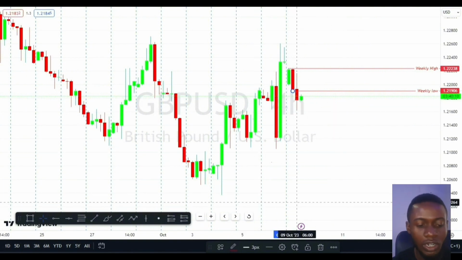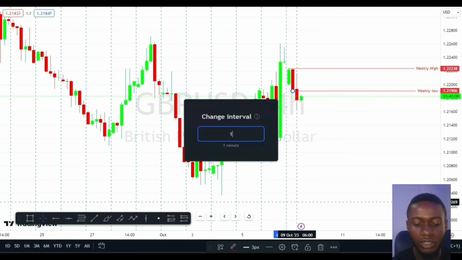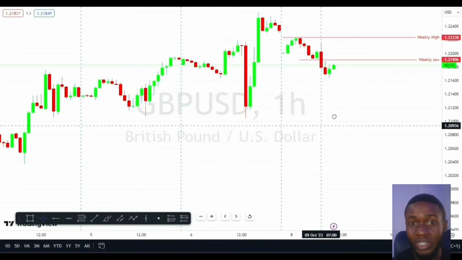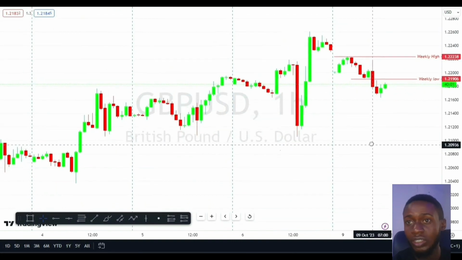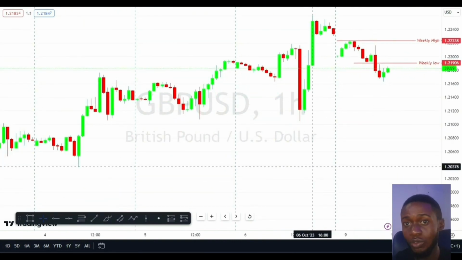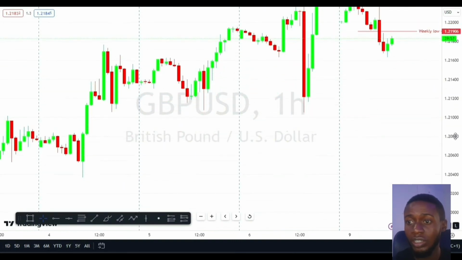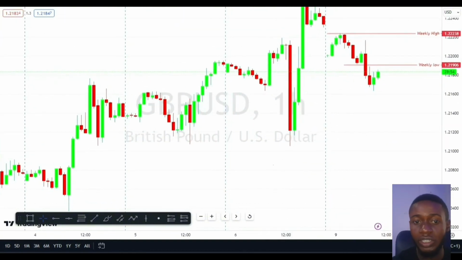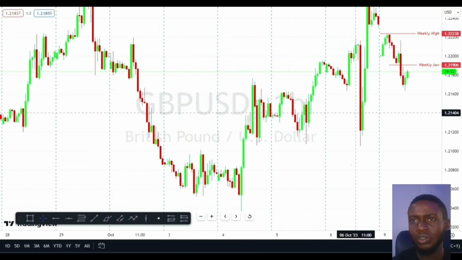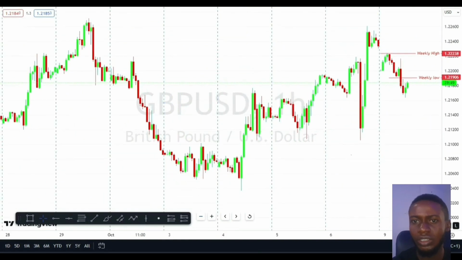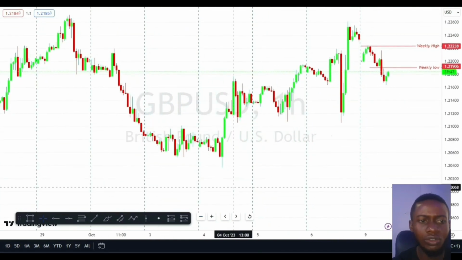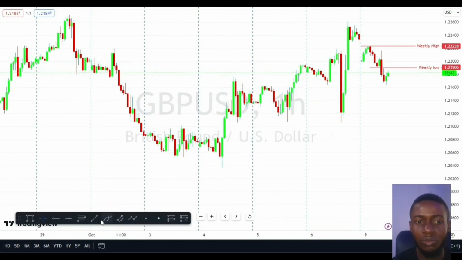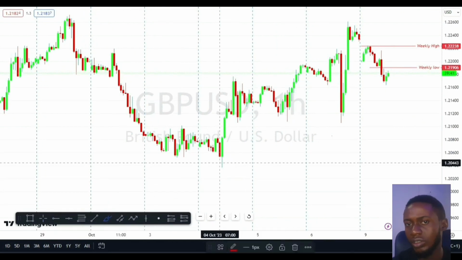Then I go back to the 1-hour time frame. The 1-hour time frame is what I will use to determine the current, overall trend of the market. So the current trend now, you look at it, this trend is already making higher highs and higher lows, and you know how to determine trend.